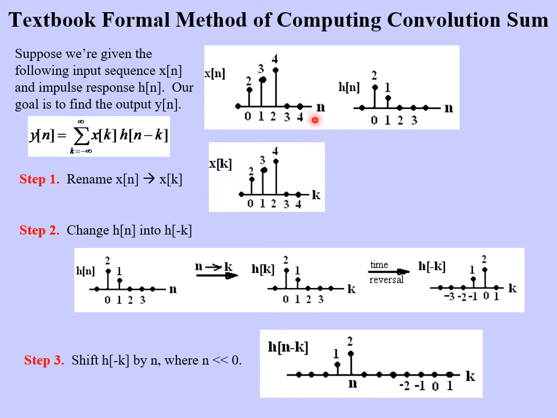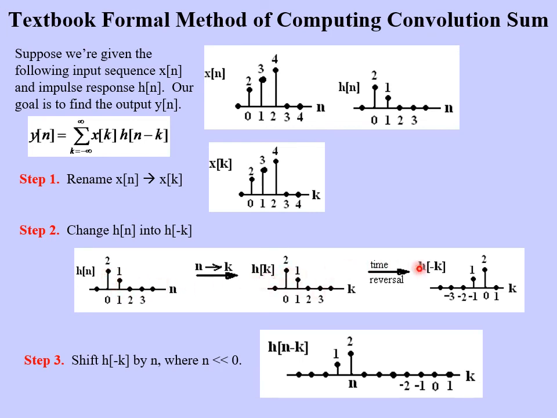Obviously, this index here, our time index, becomes k now. Now, what about h of n? Well, notice h of n has to go to h of n minus k. So the first thing we're going to do is find h of minus k. So we change the n to minus k.